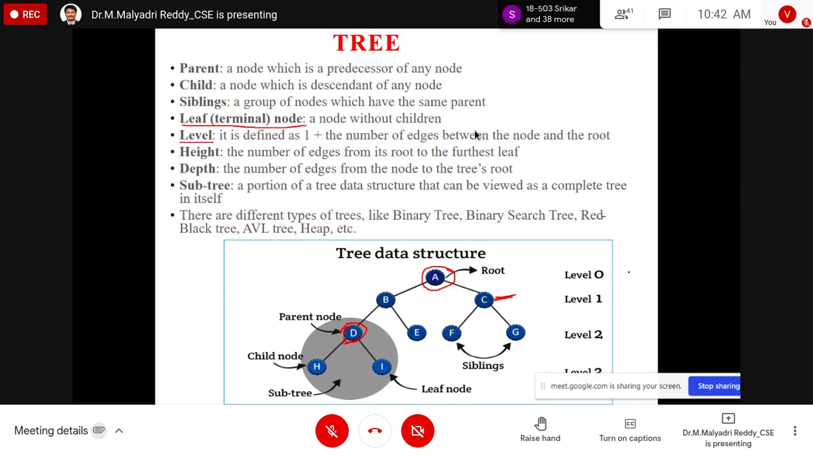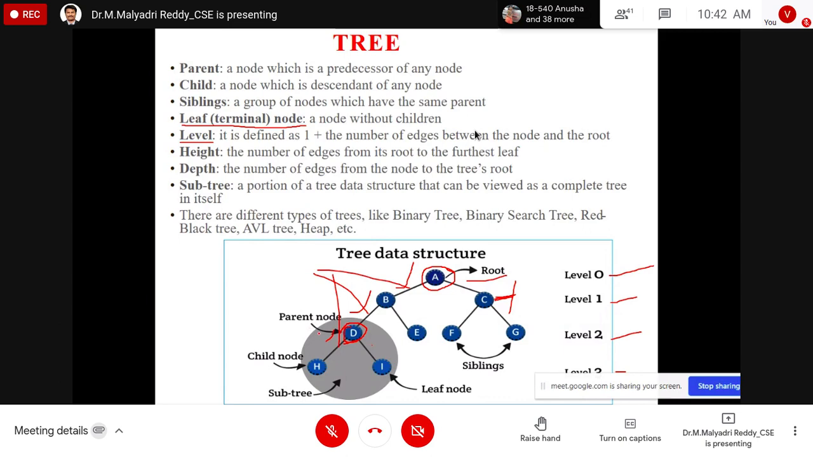Level specifies this: the root is always at level 0, then first level, second level, third level, and so on. Based on the deriving of children, the level of the tree is derived. Height is nothing but the number of edges from the node to the subroot. Suppose its depth is 1, 2, 3. So the depth of G is 2 only, and the depth of H is 3 only. We calculate it like this.